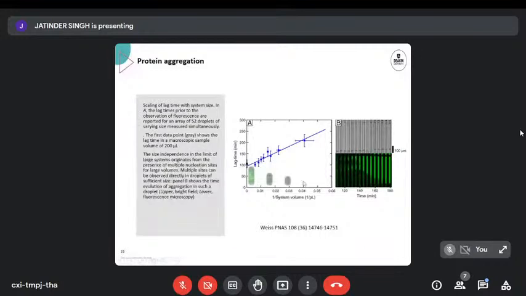So the smaller the system volume gets, the longer it takes before we get any signal out, because of the lower prevalence of the molecules that actually could be aggregating. We've got a large droplet, we've got a higher chance that we've got a point of nucleation and the reaction starts earlier.